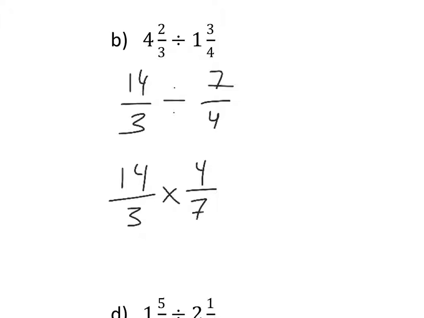If you can cross cancel, do it. If you can't, don't. 14 and 7, 7 can go into both of those. 7 divided by 7 is 1. 14 divided by 7 is 2. If I multiply top to top now, I get 8 over 3. Doesn't reduce, I'm finished.